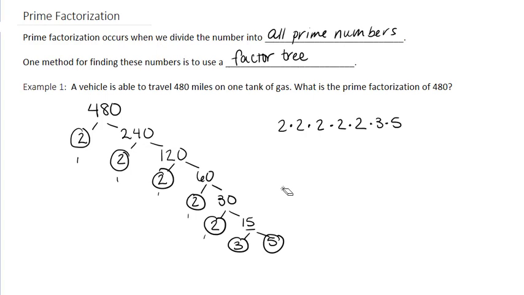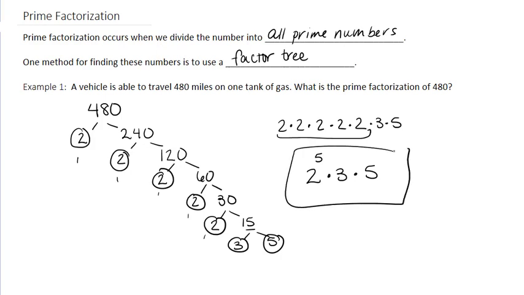So let's reduce this to make it look a little bit nicer. We have 5 2's, so we would write 2 as our base number, and 5 as our exponent to indicate that there are 5 2's. Then we'd have times 3 times 5. And this would be our final solution for this problem.